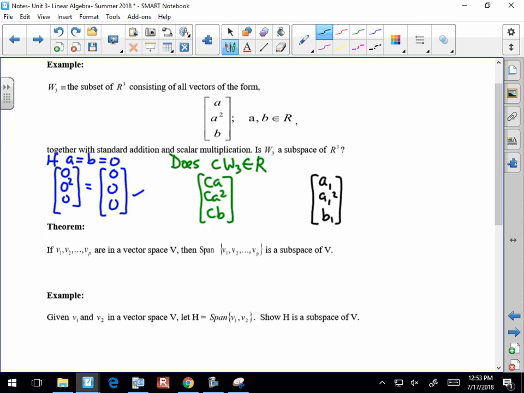The other ones we were just working with single vectors, so it didn't make a difference. You can put subscripts in if you want, but it doesn't matter. All right, so we'd have A1 plus A2, A1 squared plus A2 squared, and then B1 plus B2.